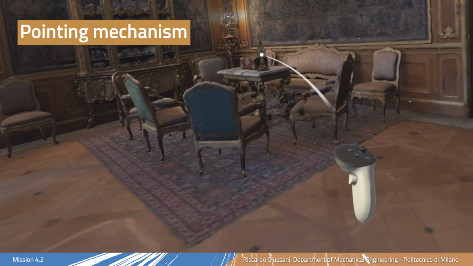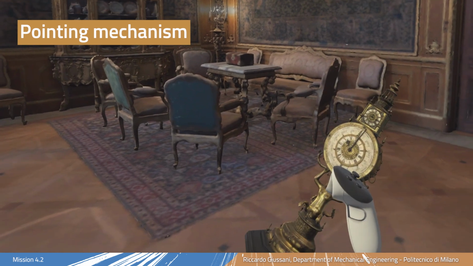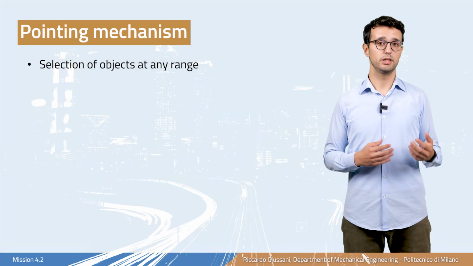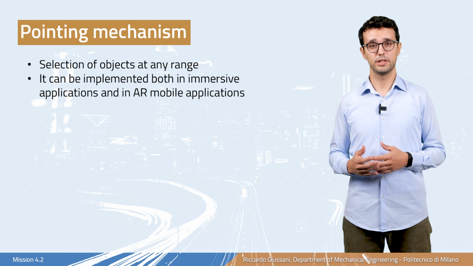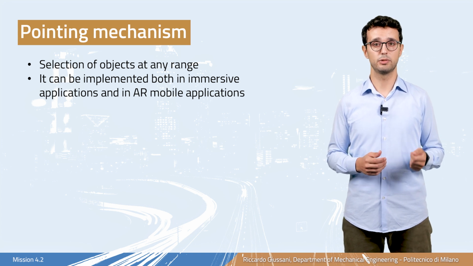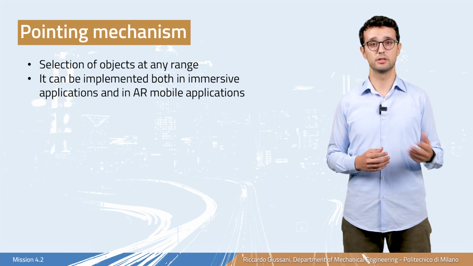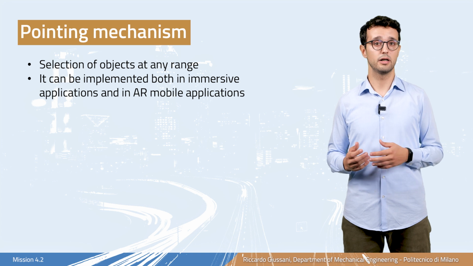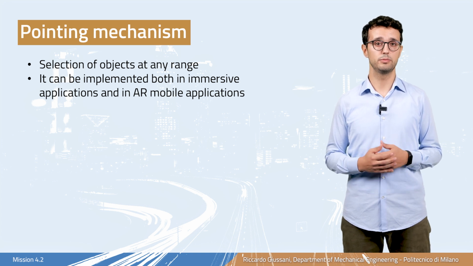Alternatively, a pointing mechanism can be very useful as it enables the selection of objects at any range. It can be implemented both in immersive application, for example a semi-transparent ray that is casted from the user's fingers, or in AR mobile application by tapping objects on the screen.